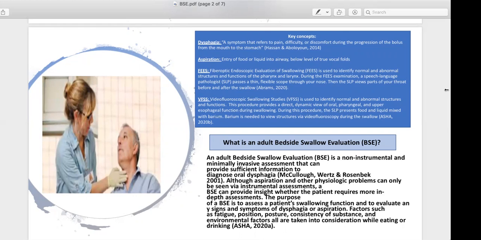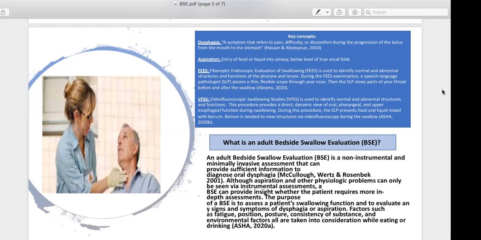So first, you'll want to know what a bedside swallow exam is. It is a non-instrumental and minimally invasive assessment that provides the clinician with enough information to diagnose oral dysphagia. Aspiration and other physiological problems are only seen through an instrumental exam, but a bedside swallow evaluation can provide better insight into whether the patient needs more testing or not.